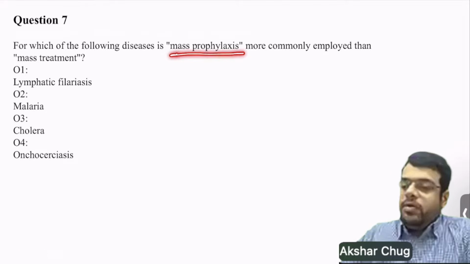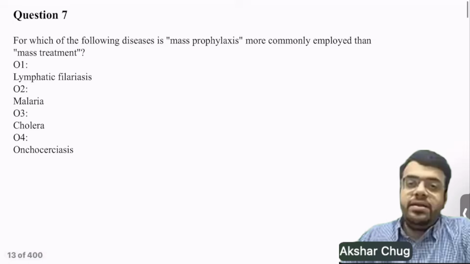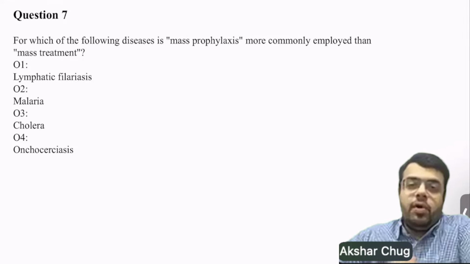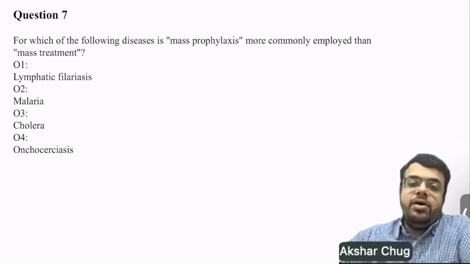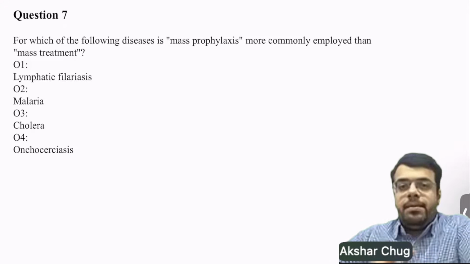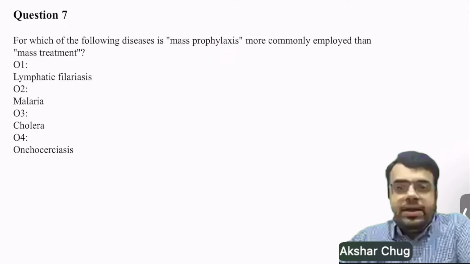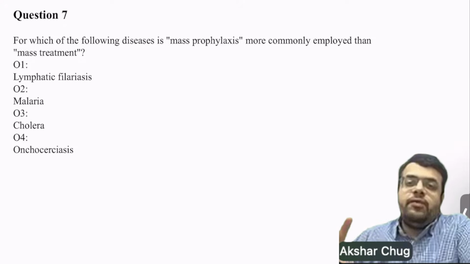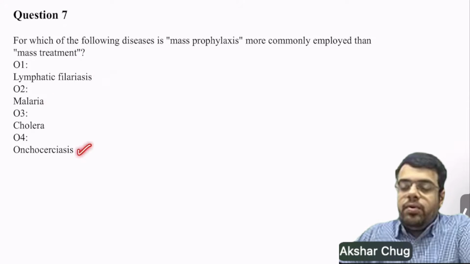Which of the following diseases is mass prophylaxis more commonly employed than mass treatment? Now, whenever there is an outbreak of any disease, we always want to prevent the disease from happening, such as typhoid, cholera. For these diseases which spread majorly by the fecal route, mass prophylaxis is always a better option as compared to mass treatment. Mass treatment is usually done for vector-borne diseases such as lymphatic filariasis, malaria, and onchocerciasis. So here the option will be cholera.